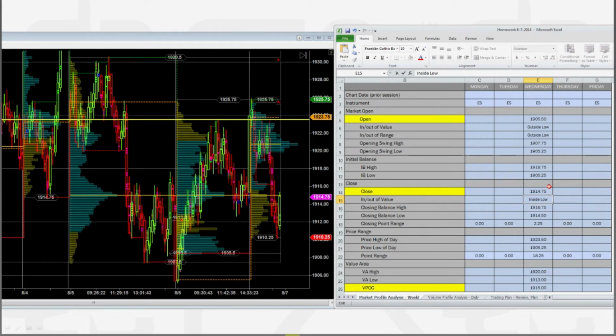My closing balance or closing swing high, closing swing low, what was that point range? If there was, 2.25 points is not significant. It's about average. But if I had a 5 point or more closing swing, what does that tell me about the end of the day? What happens at the end of the day, right?